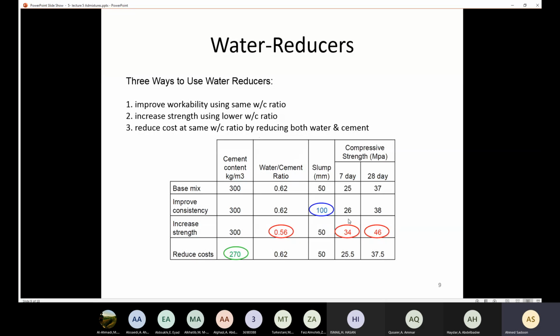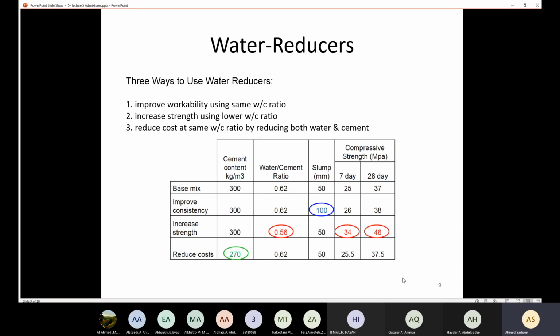But what happened to the strength? The strength increased. Here I have 25, here I have 34. Here I have 37 and here I have 46. So here I used the water reducer not to increase the slump, but to use a lower water cement ratio. And you know that if I use a lower water cement ratio, the compressive strength is going to increase.